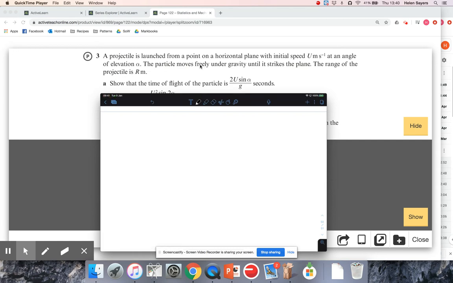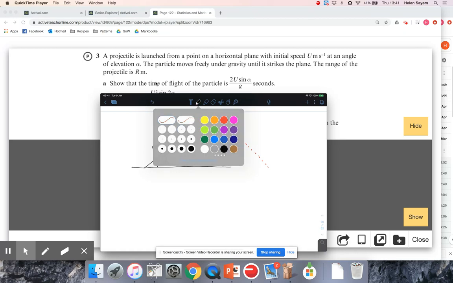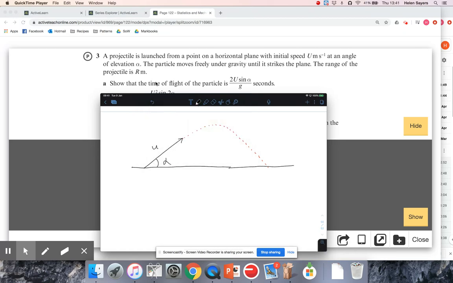Okay, so we've got a projectile launched from a point on a horizontal plane with an initial speed of U meters per second at an angle of alpha. It moves freely under gravity until it strikes the plane, and the first thing we're asked to look at is the flight time. Okay, so this particle is going to carry on up for a bit. Gravity is going to be slowing it down in the vertical direction, and then it's going to eventually bring it back down until it hits the plane.